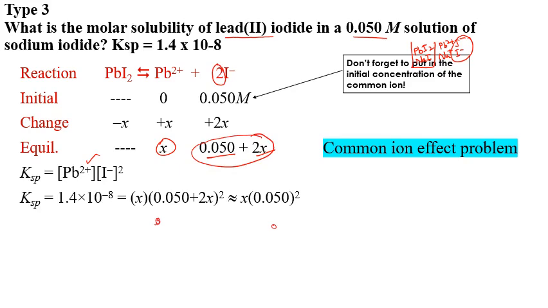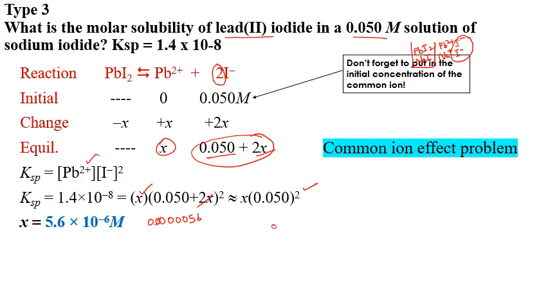All right. And now what we will do is neglect 2x. We don't want that 2x because it is going to be very, very small. And then we will do x times 0.05 to the power 2. So when you simplify, you can get the value 5.6 times 10 to the power negative 6. So you can see that the x value is 0.000056. How small it is, correct?